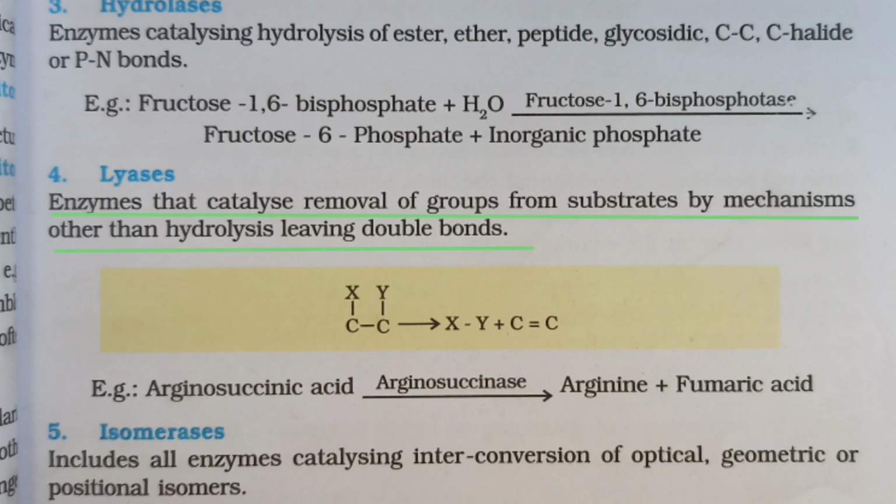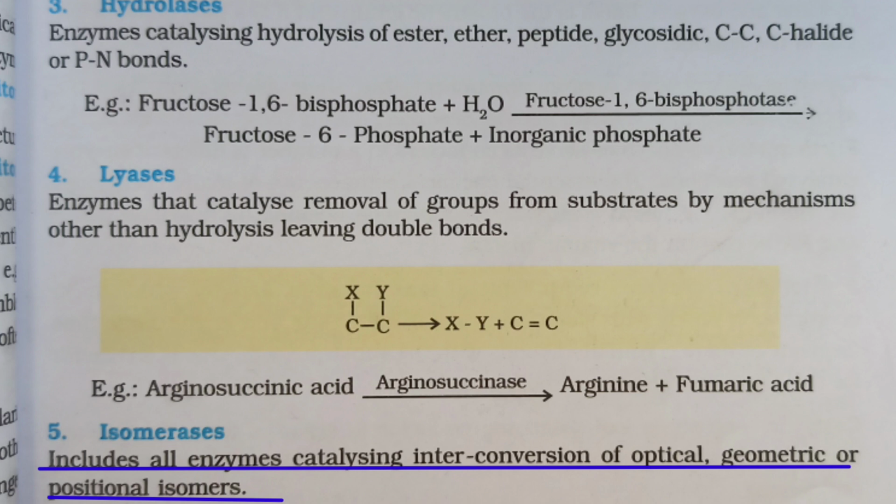Lyases: enzymes that catalyze removal of a group from substrates by mechanisms other than hydrolysis, leaving double bonds. Here if you observe, one carbon is attached with X and one carbon is attached with Y, giving rise to XY and a C double bond C. Here the products are only the carbon group. Example: argininosuccinic acid gives rise to arginine plus fumaric acid by the action of argininosuccinase enzyme.